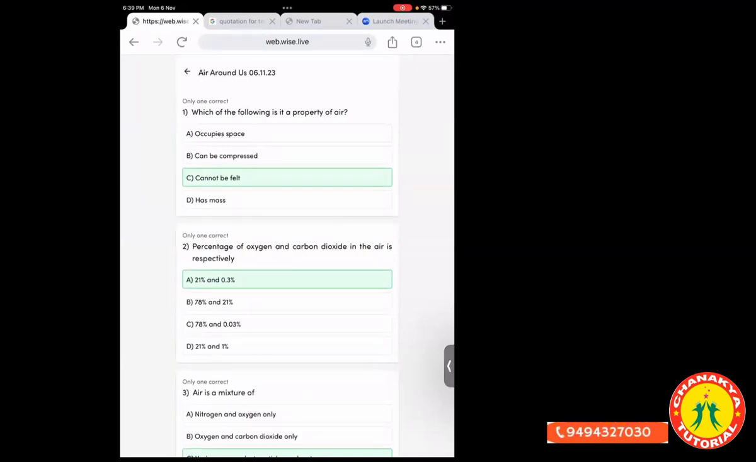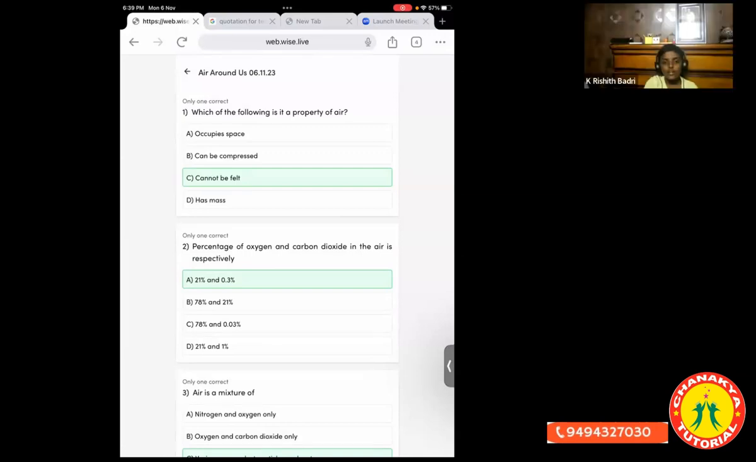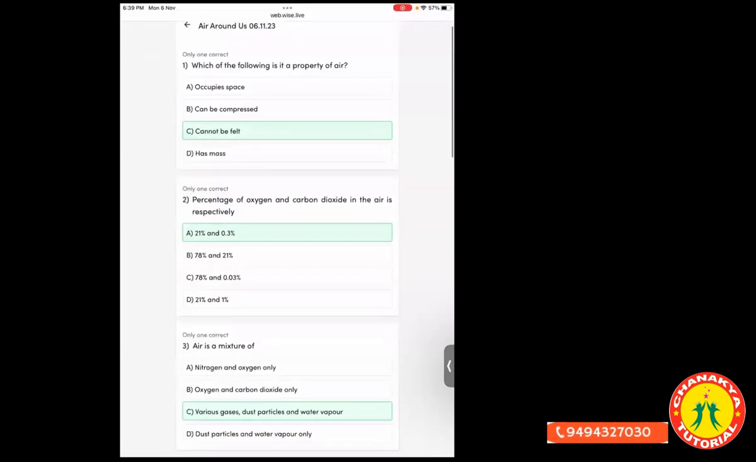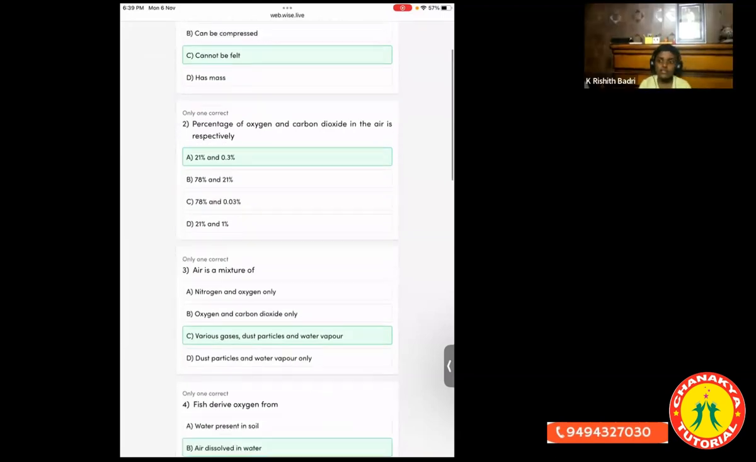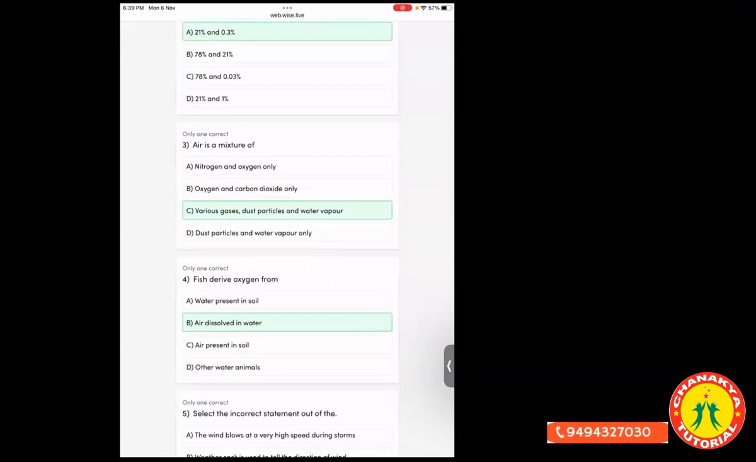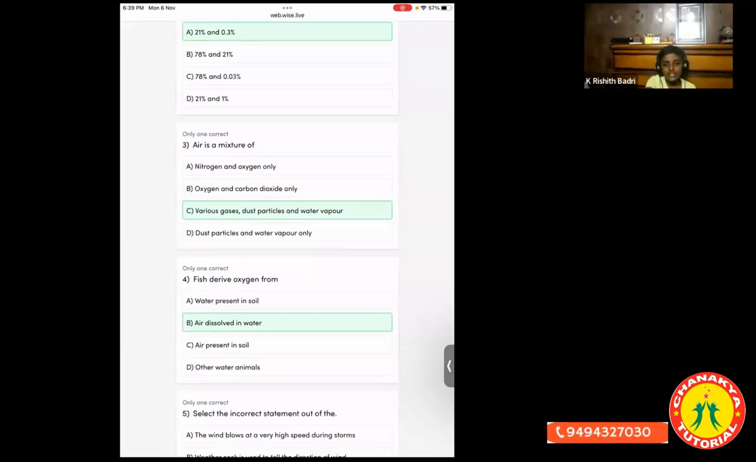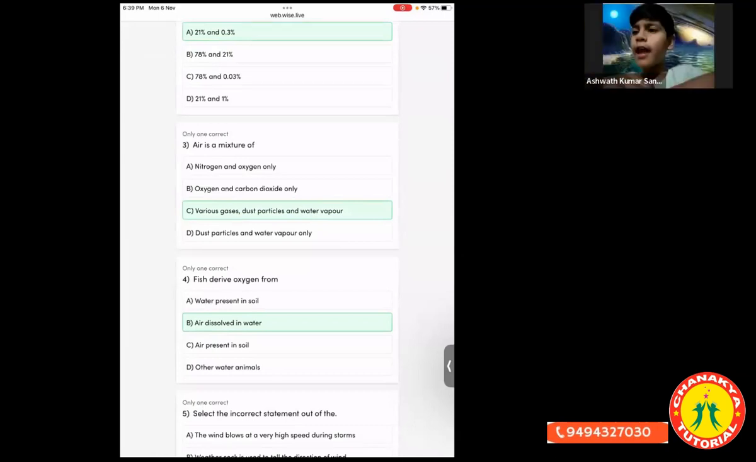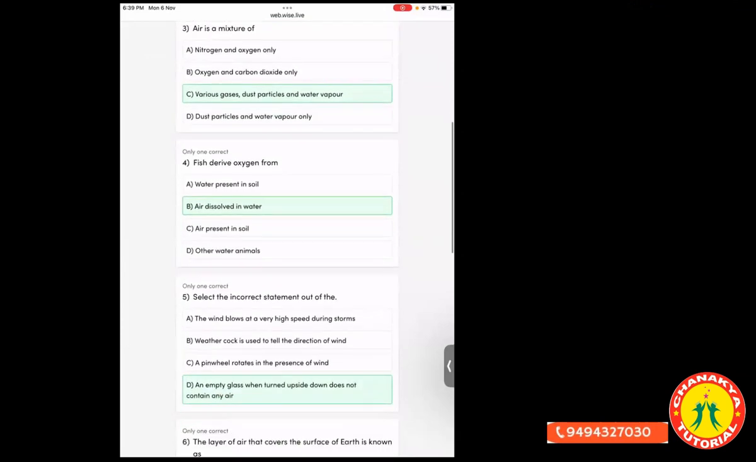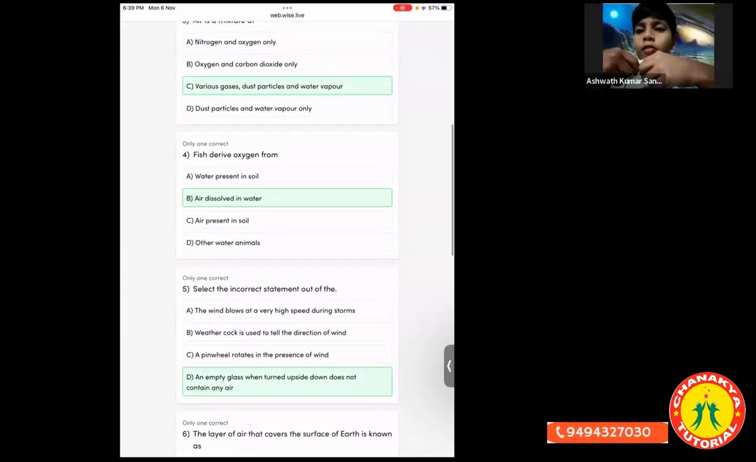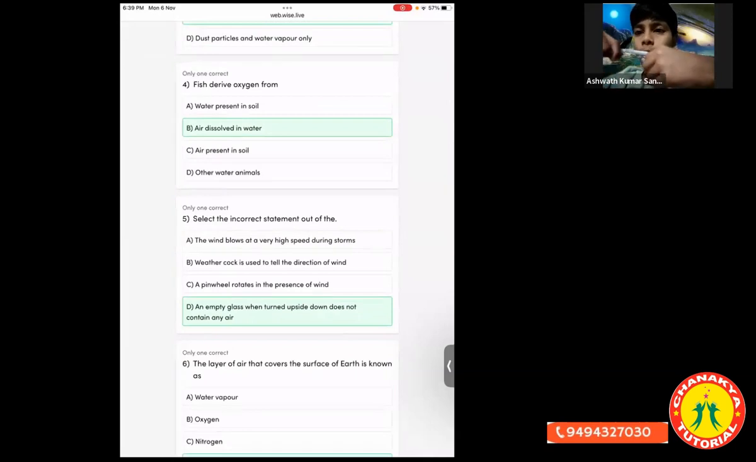Which of the following is a property of air? Occupies space, can be compressed, cannot be felt. Correct, so air cannot be felt. Second one, the percentage of oxygen and carbon dioxide in the air is respectively 21 and 0.3. Question 3: Air is a mixture of various gases, dust particles, and water vapor. Good. Question number 4: Fish derive oxygen from air dissolved in water.